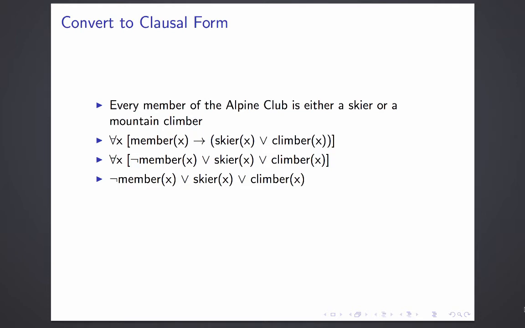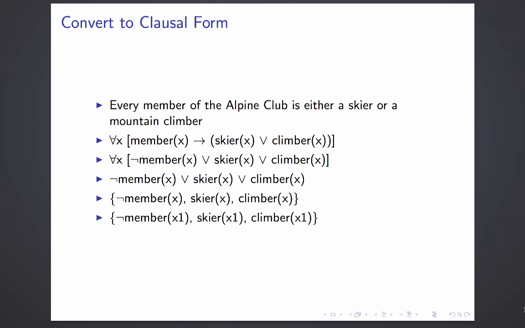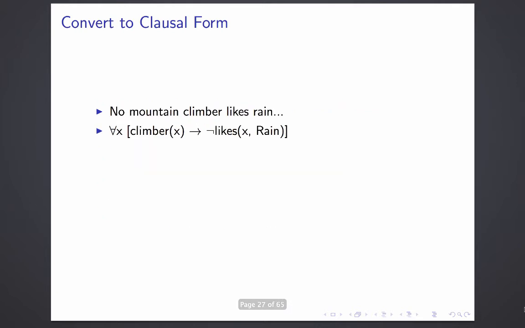Now we have something that is in conjunctive normal form, so we can write that in clausal form. And then finally, we rename the variables. And since this is the first time we've renamed variables, we can just use 1 as the suffix for our variables. The next one is no mountain climber likes rain.